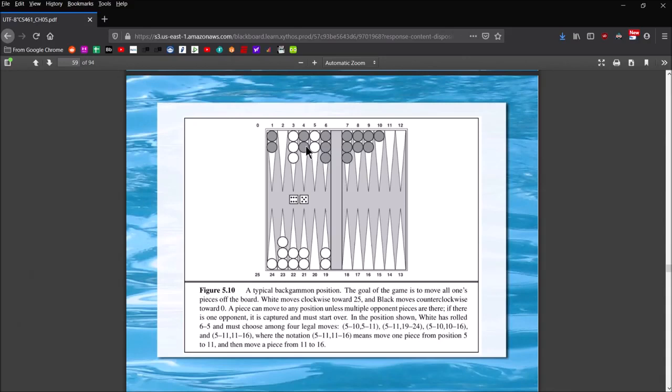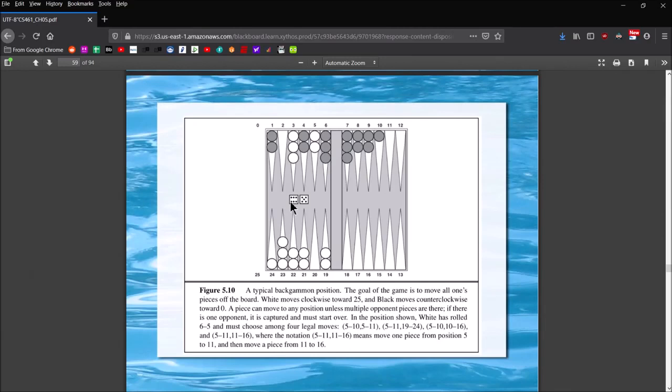So let us say, and also if there's just one opponent there, I should mention too, like I could move from 3 to 10, and if I move from 3 to 10, then what basically happens is that my white piece replaces black's piece on 10, and then that black piece on position 10 has to move back to its starting position, right? But anyway, so if white rolls 6 and 5, here are the legal moves that they could make.